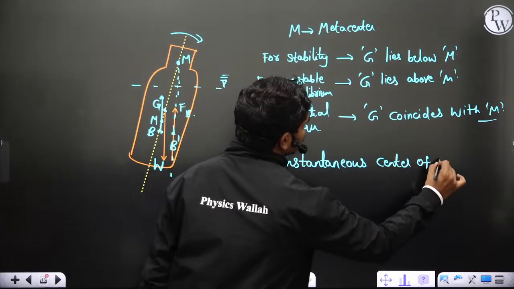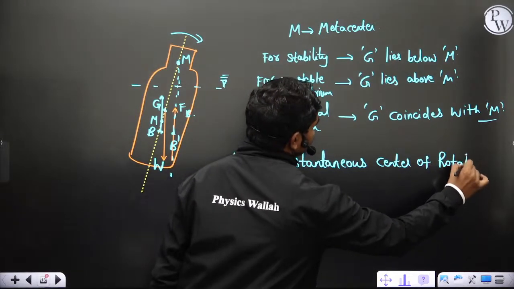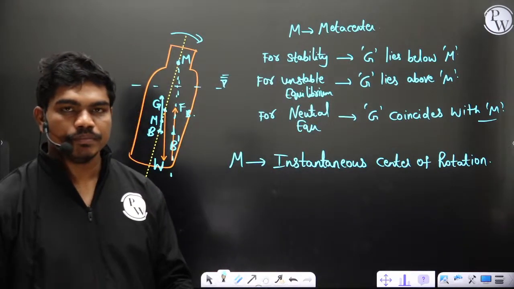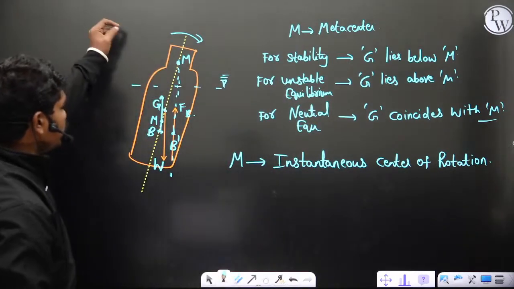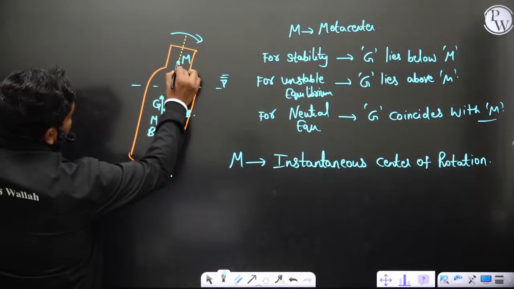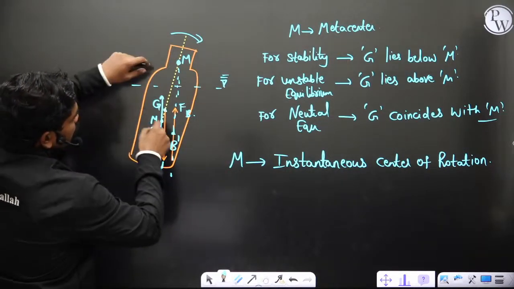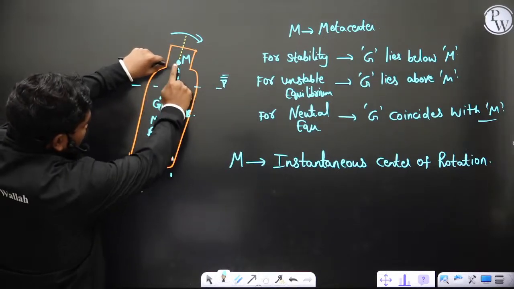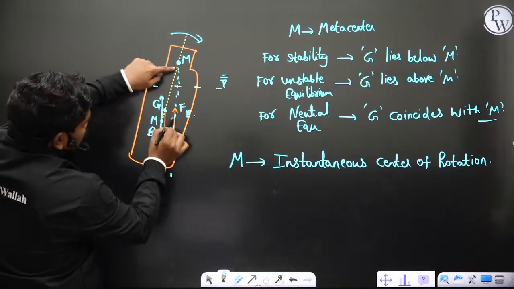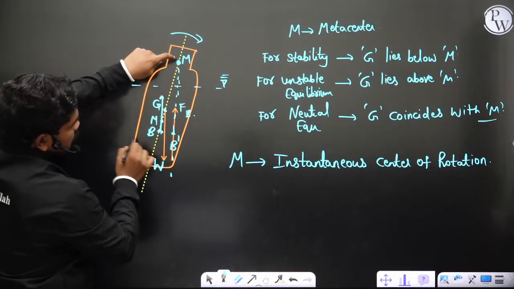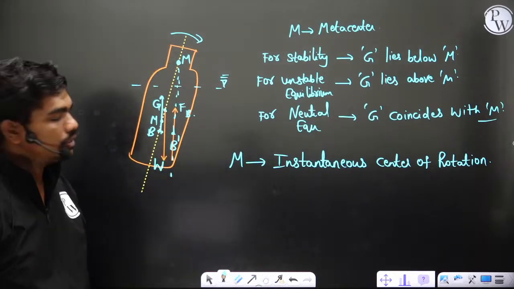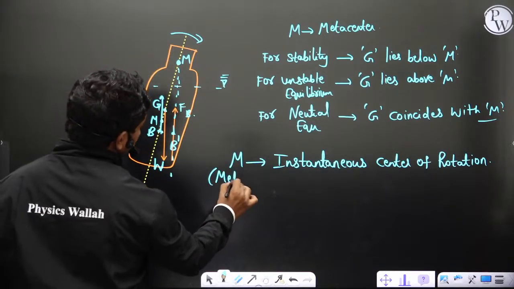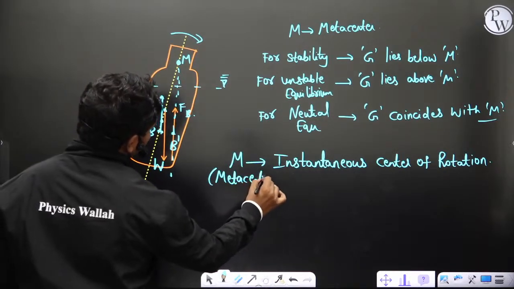This is the instantaneous center of rotation. Whenever the body rotates, it is assumed to rotate about this particular point, and clearly the body oscillates about this point M because the buoyancy force passes through it. When this is the axis, the weight decides the orientation of the rotation. So this M, the metacenter, is called the instantaneous center of rotation.